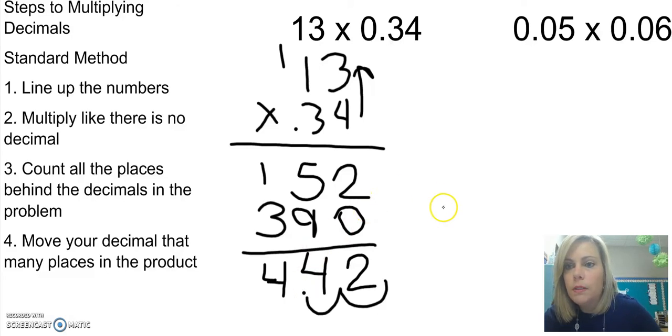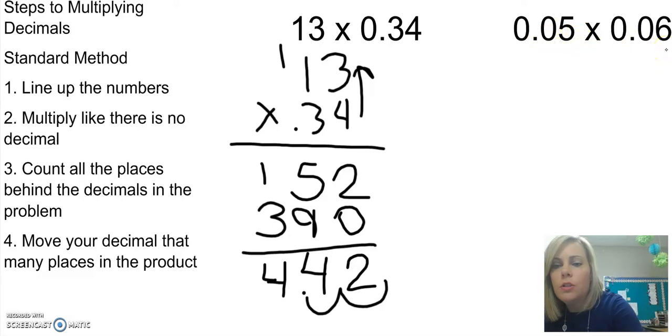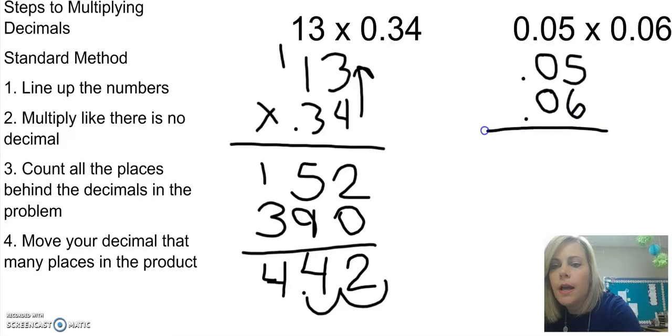So the answer is 4 and 42/100ths. So the next problem, this one, 5 and 5/100ths times 6/100ths. When I'm doing these, I'm going to line up my numbers, put my decimal, my 6, okay.